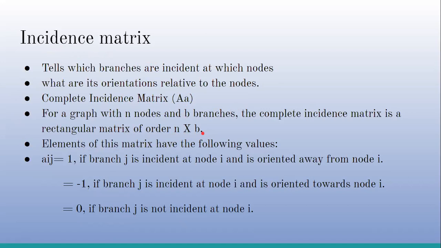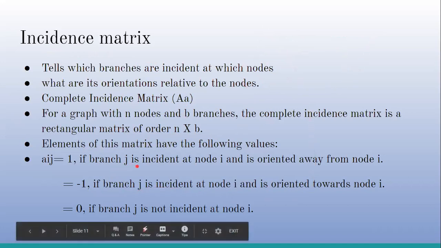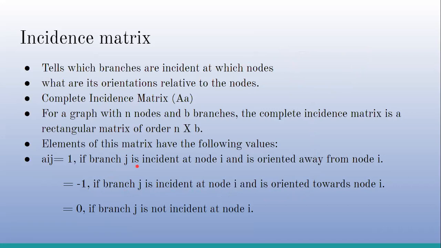So while writing this matrix, on the rows we have total number of nodes, and on the columns we have total number of branches in that network. Now how will we decide the element of that matrix? Each element is based on the orientation.